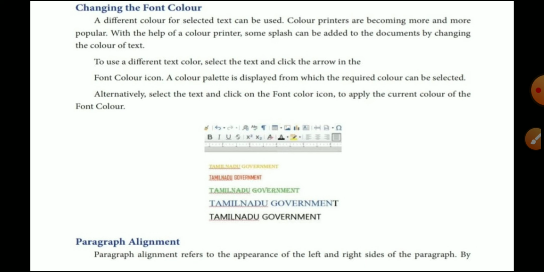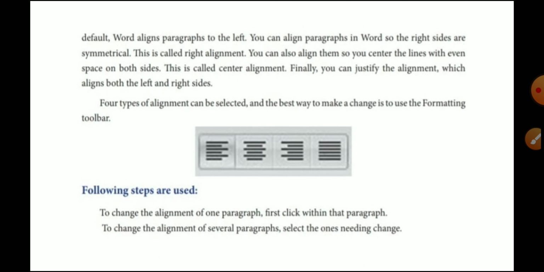Next one, paragraph alignment. We have four alignments: left alignment, which is displayed by default, center alignment, right alignment, and justify. These four will be there. The left alignment is the default one, where all the text starts from the left.